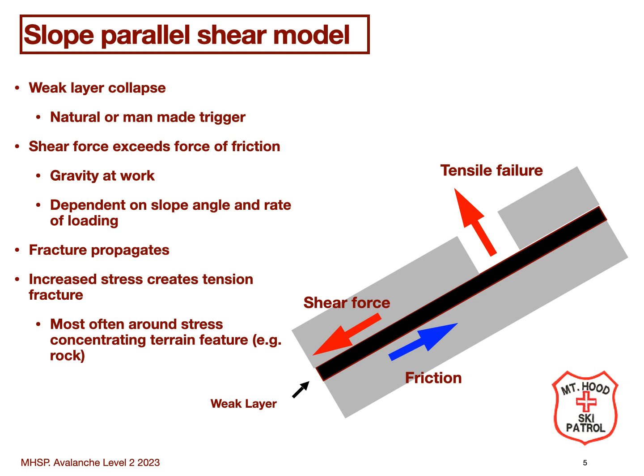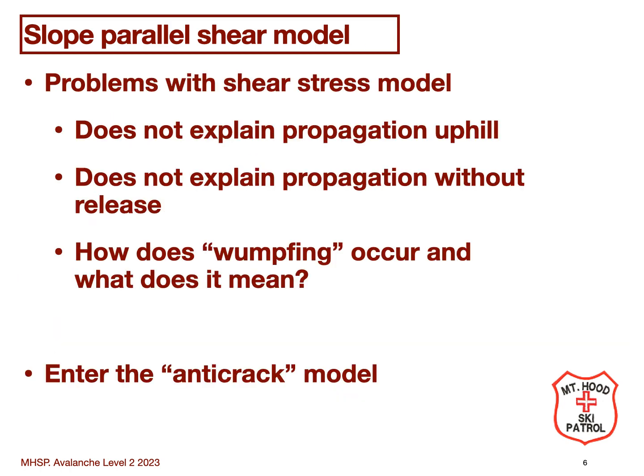Whether the shear force exceeds the force of friction depends on variables like slope angle, thickness of the consolidated layer, and any force concentrating points like rocks or trees. However, there are several problems with the slope parallel shear model. For example, this model does not really explain why the weak layer failure may propagate uphill, nor does it fully explain failure without release, or how wumping occurs. So the anti-crack model was developed to try and explain these phenomena that we see in real avalanches.